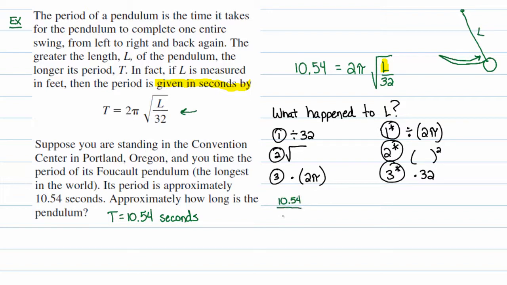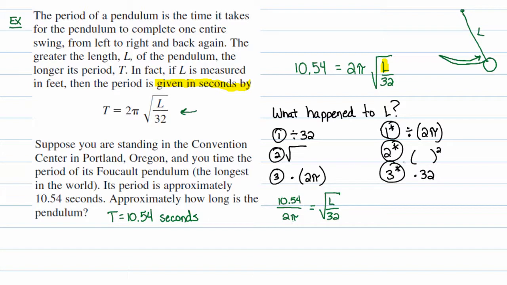10.54 over 2 pi. Notice that I'm not really reducing that at all because I know I'm going to have to grab a calculator in a moment. So I'm just going to go ahead and leave that be. I'm not going to grab a calculator. Good rule of thumb in mathematics, don't grab a calculator until the very end of the problem.